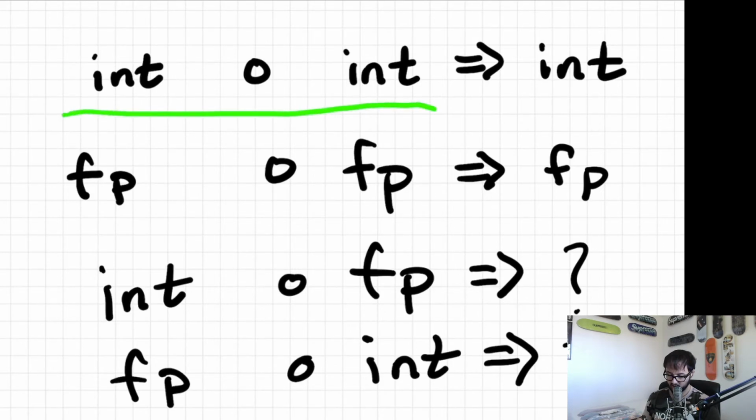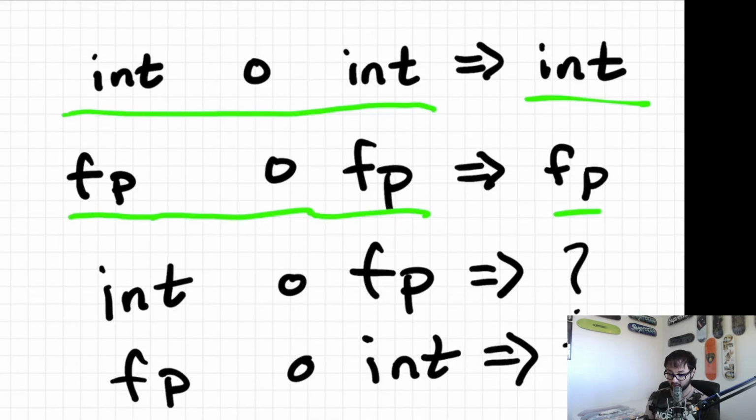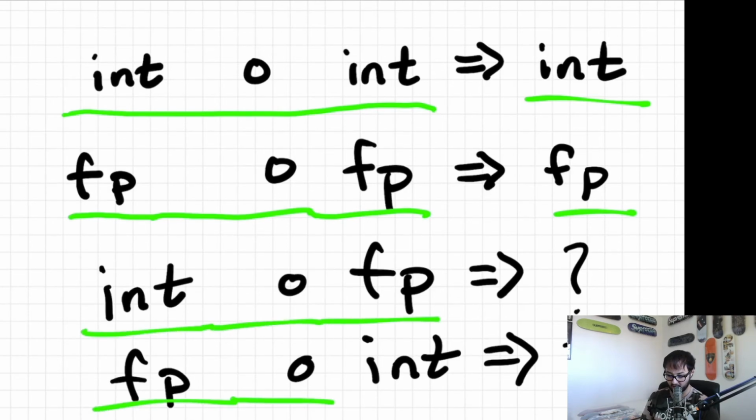So in this very first case, we have an integer operator an integer, and that's very obviously going to give us an integer out. In the second case, we have a floating point operator a floating point, which will very obviously give us a floating point out. But what happens when we have an integer operator a floating point, or a floating point operator an integer? What are we going to get out? Well, simply we're just going to get floating points out in both cases.